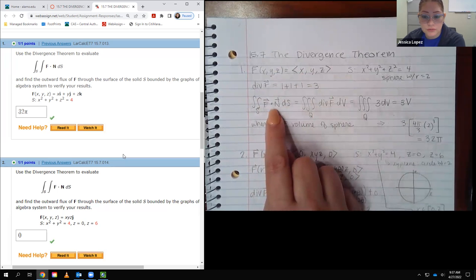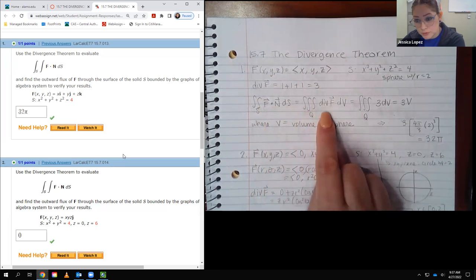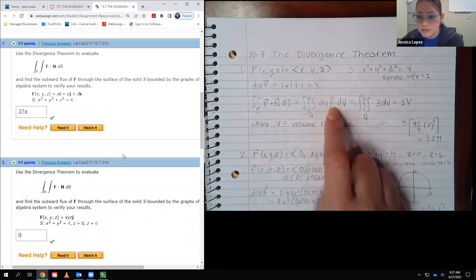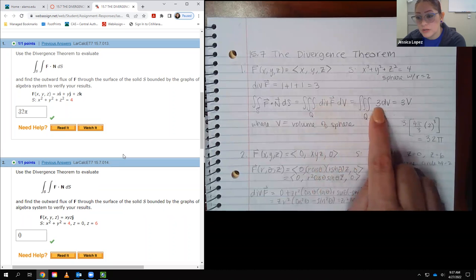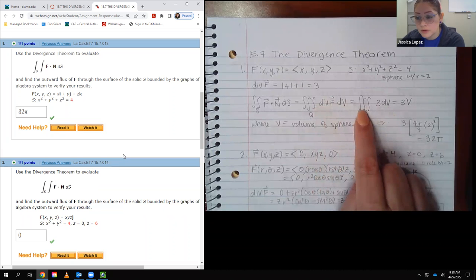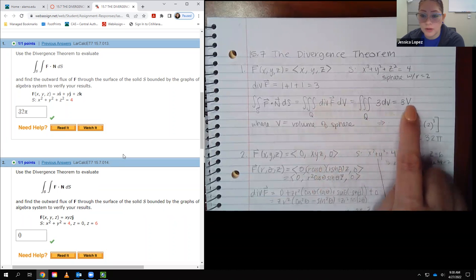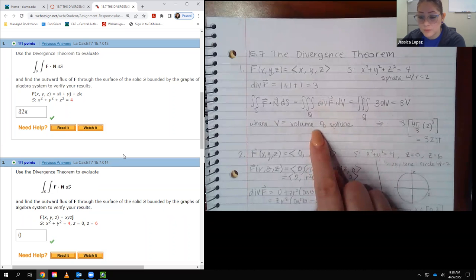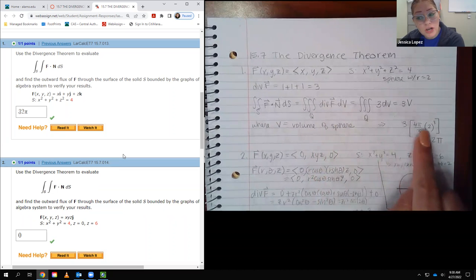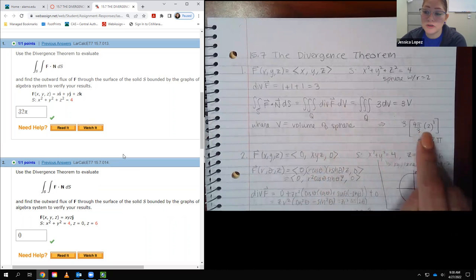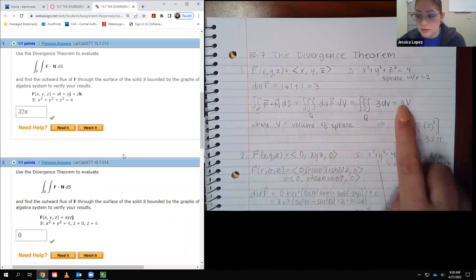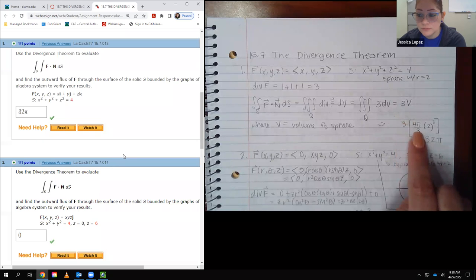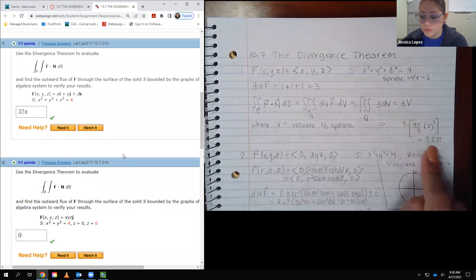So I'm using the divergence theorem to convert this double integral into a triple integral, okay? I figured out this divergence, which means I'm doing the triple integral of 3 with respect to the volume. Now we know if we do a triple integral with respect to the volume, you just end up with the volume, okay? And since we're talking about a sphere, that V represents the volume of a sphere. According to the geometry formulas, the volume of a sphere can be found by multiplying 4 pi over 3 times the radius cubed. So the 3 here is going to cancel with the 3 in the fraction, and then I'm essentially just doing 4 pi times 2 cubed. 2 cubed is 8, and 8 times 4 pi is 32 pi. And so that's where our result came from, okay?